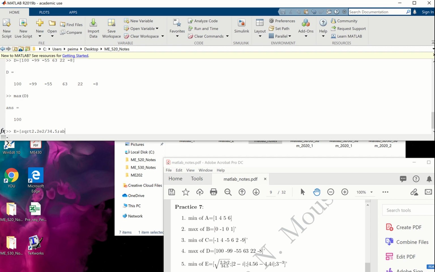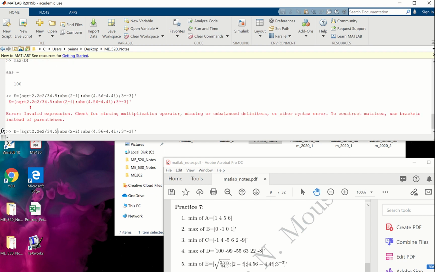So, and now again, ABS, because it's a complex number, of 2 minus I, means magnitude of that, that's right. And again, ABS of 4.56 minus 4.4I, that's right. And 3 to the power of minus 3 again. But now I make this as what? You see, this is a transpose. The transpose of a column gives you a vector.